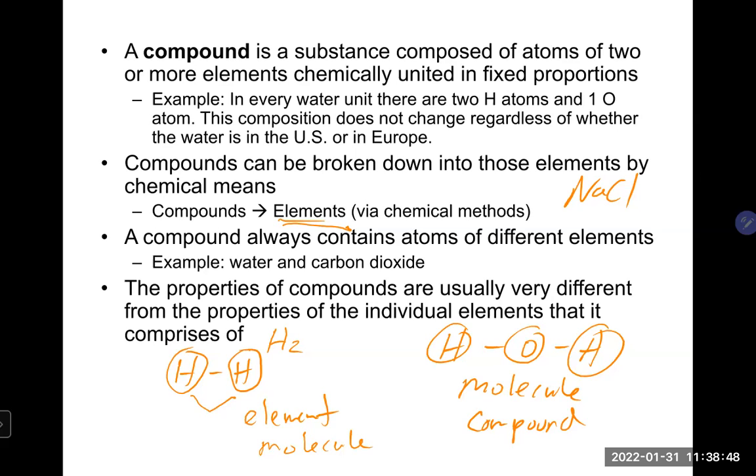Which obviously has very different properties. We probably wouldn't want to put sodium metal by itself on our fries or chlorine gas by itself. But when they do come together, the compound itself has very different properties than the elements that make it up. Same thing with hydrogen gas and oxygen gas making up water. Liquid water has very different properties than hydrogen gas by itself or oxygen gas by itself as well. Any questions on that there?